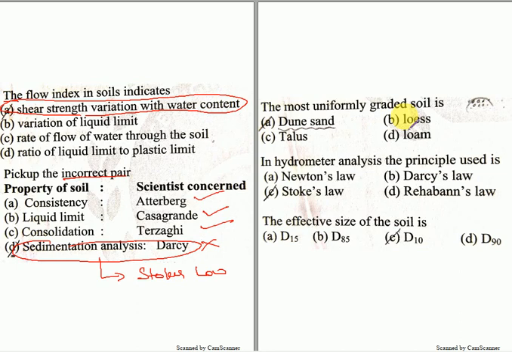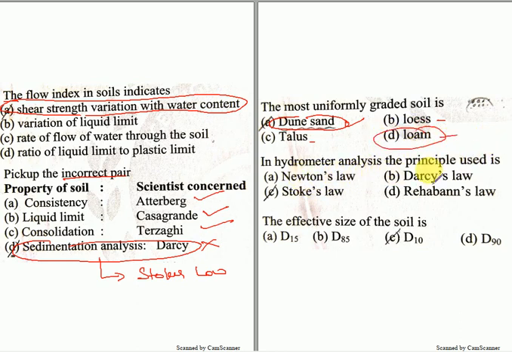The most uniformly graded soil is sand dunes. Loess, I already told, is the soil which is carried by the wind, also called aeolian soil. Talus is also called colluvial soil, which is due to gravity. Loam is sand plus silt plus clay.